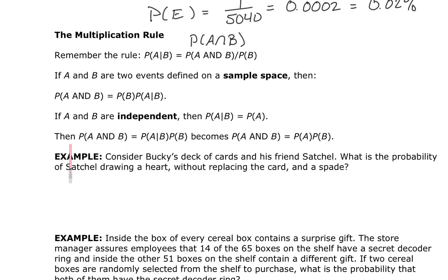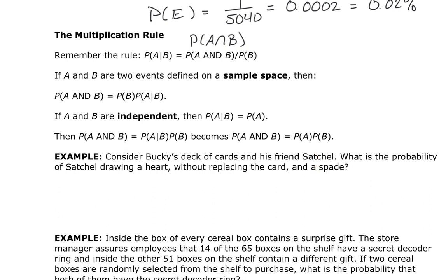So if the probability of A intersect B is equal to the probability of A given B multiplied by the probability of B, then A intersect B just becomes these two multiplied together: the probability of A happening multiplied by the probability of B happening.